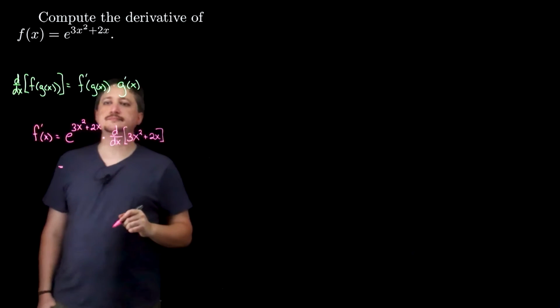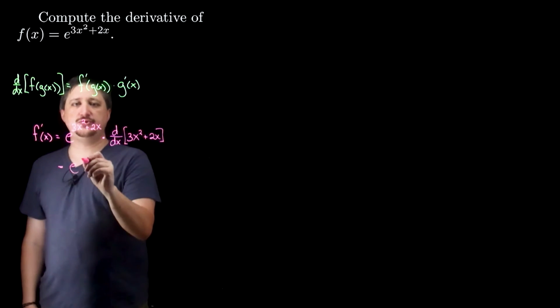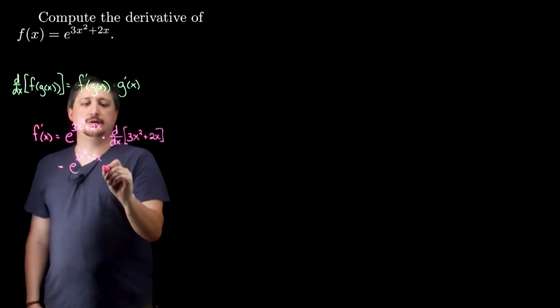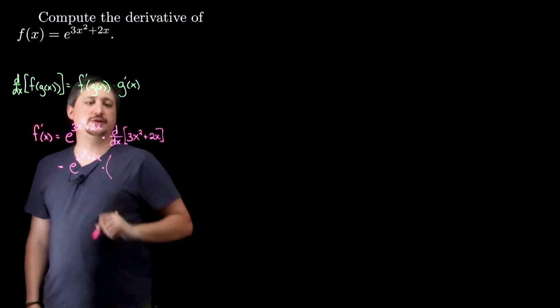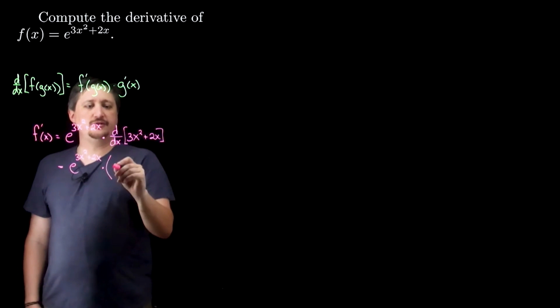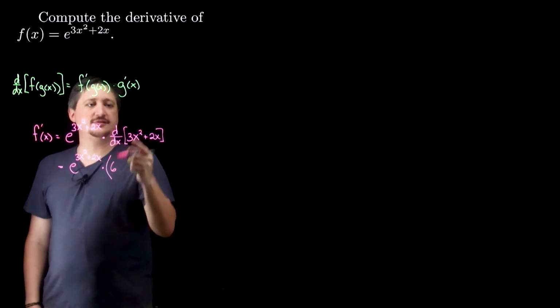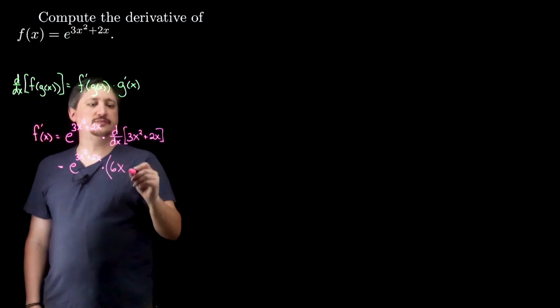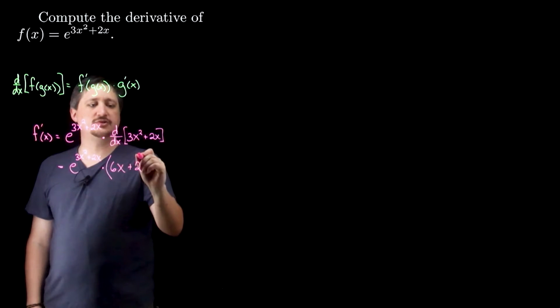which, to be clear, I still have e to the 3x squared plus 2x, and always a good idea to use parentheses here. I'm going to have the derivative of this thing. Well, bring down the 2, so I get 3 times 2 is 6. Reduce the power by 1, so I get x. And here, 1 times 2 is 2, so I just get 2.